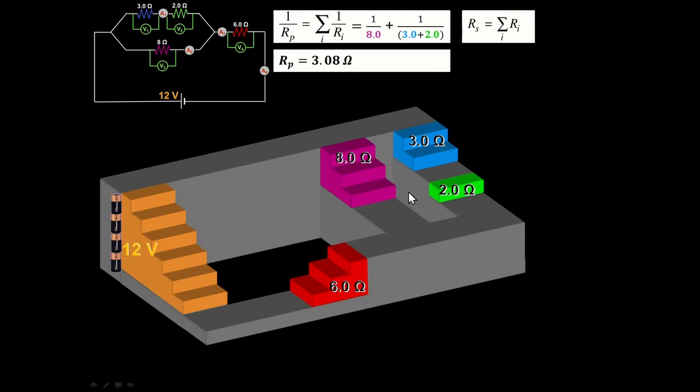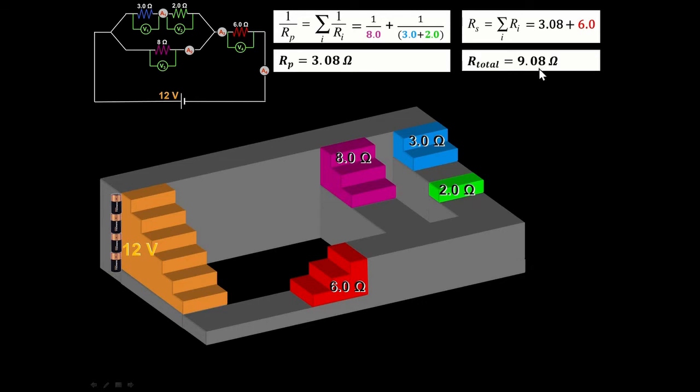But that is in series with this one. So you just take the equivalent that we found from here, add it to the 6 ohms here, and we get a total resistance for the whole circuit of 9.08 ohms. And I think it's fairly safe that if you find the total resistance of the circuit first, you're not going to go astray. It's probably the first thing you want to do on most problems.